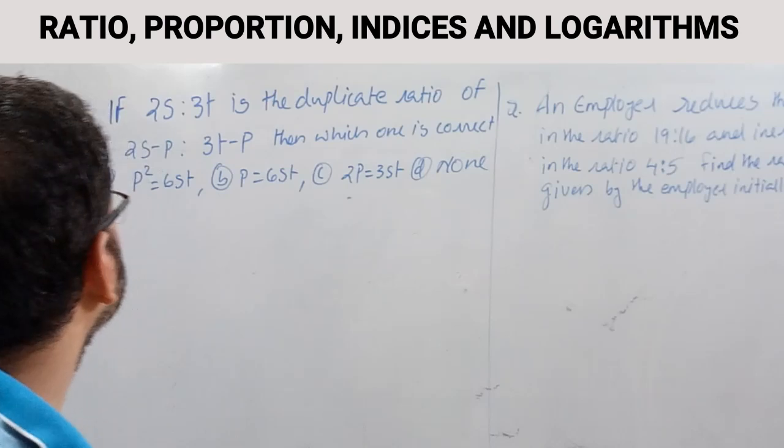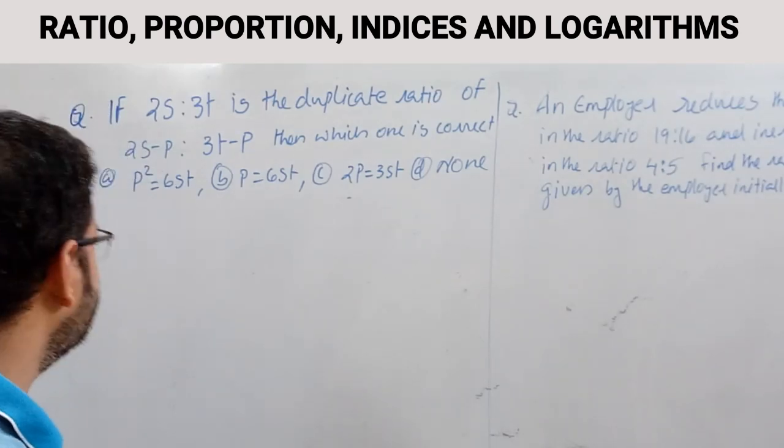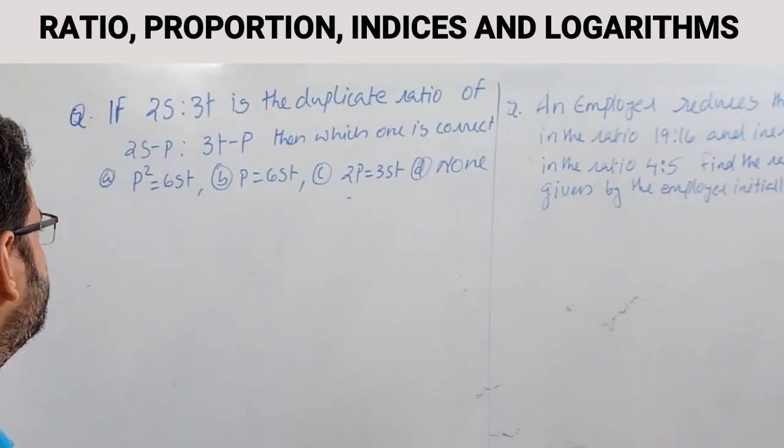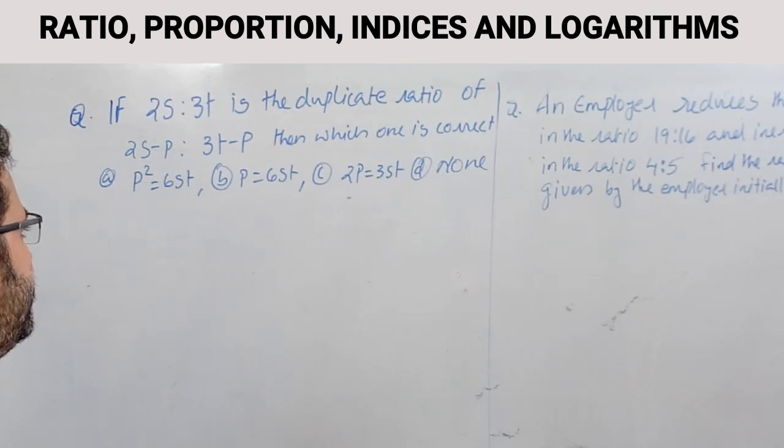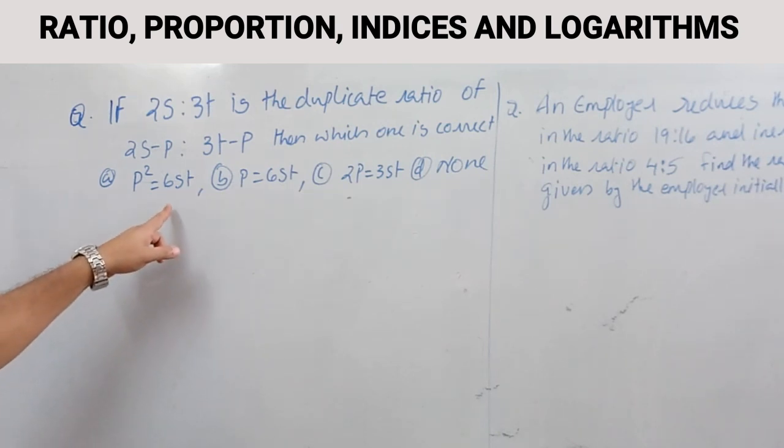Next question. If 2s is to 3t is the duplicate ratio of 2s minus p is to 3t minus p, then which one of the following is correct? P square equal to 6st, p is equal to 6st, 2p is equal to 3st, and none of this.